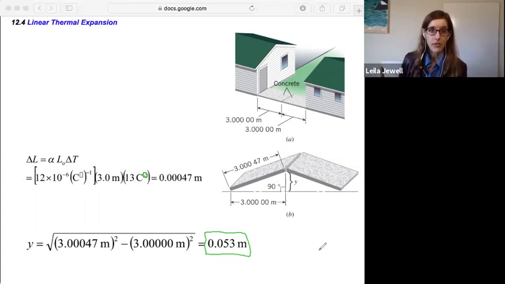So this is something, if you go look at sidewalks, you'll notice there's just a little bit of a gap between adjacent panels, as well as bridges are designed with gaps so that when things get hot, there's somewhere for the materials to go.